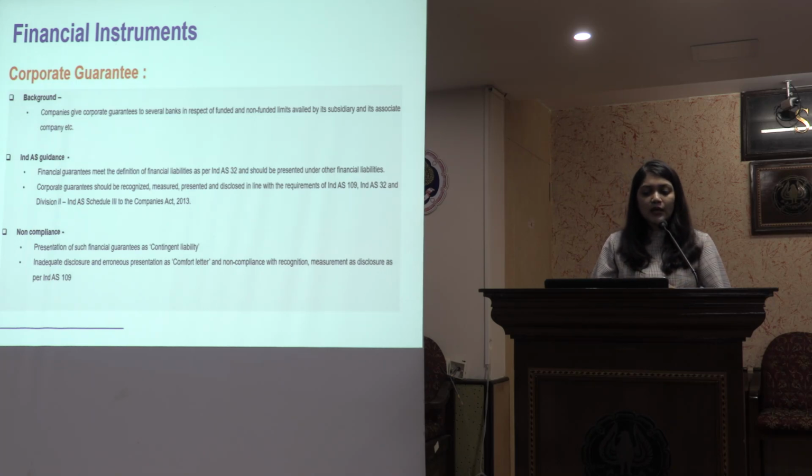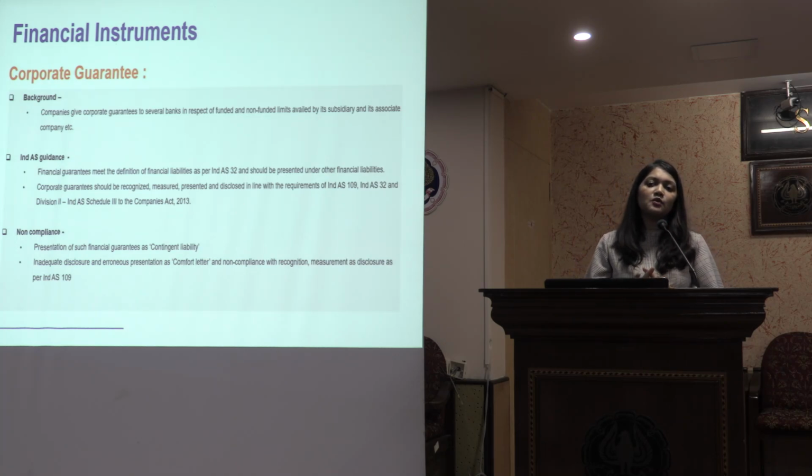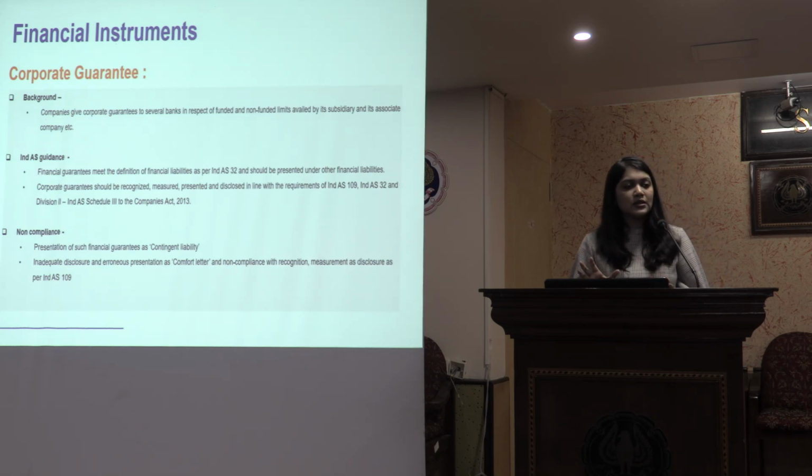Now, one of the topics where we have commonly seen that people are not following the requirements of the accounting standard is corporate guarantee. Now, we have all seen that companies give these corporate guarantees to banks in respect of loans availed by their subsidiary companies or by their associate companies. And sometimes the case is that the subsidiary or associate company is getting a loan only because the holding company is providing a guarantee on their behalf.